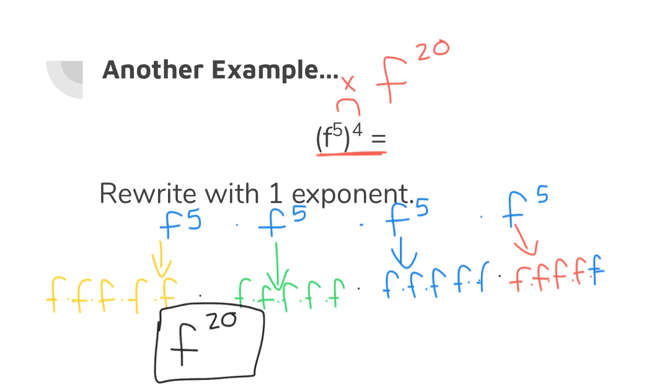I can only simplify this. I can't evaluate it until I know what f equals.